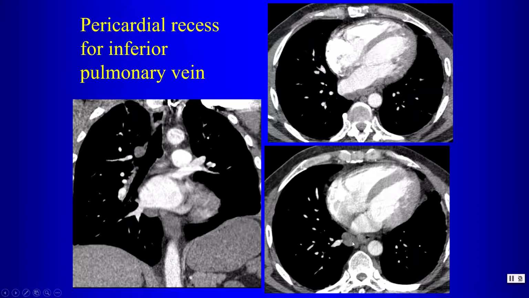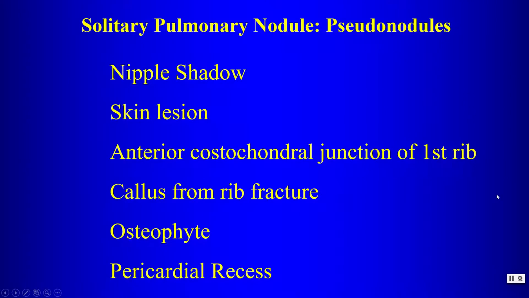And if we happen to take a cut right through the recess, then that can simulate a lung nodule on the axial image. So when we do additional reconstructions, we can see that the lesion here is related to the right inferior pulmonary vein. It's also fluid attenuation. So this is a common thing that is seen on CT scans. This is a pericardial recess for the inferior pulmonary vein. You don't want to mistake that for a lung nodule on an axial CT image. So those are some examples of pseudonodules that we don't want to mistake for real nodules.